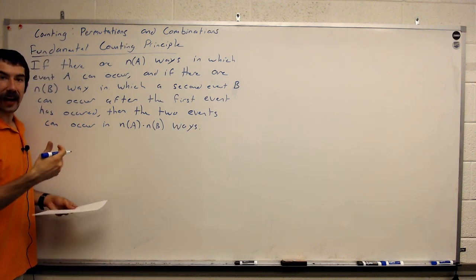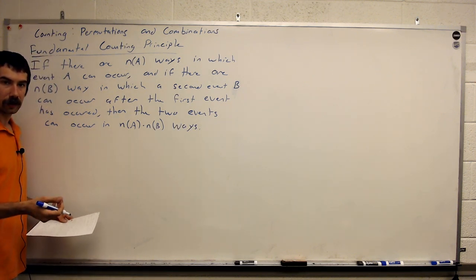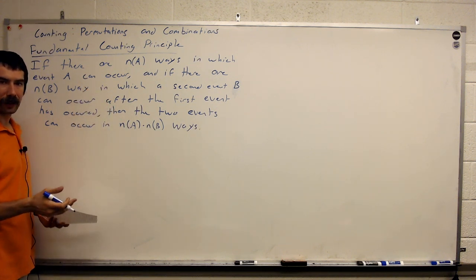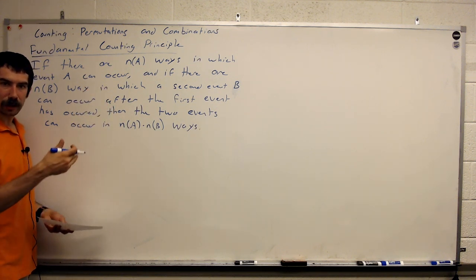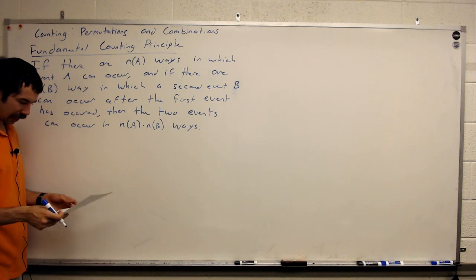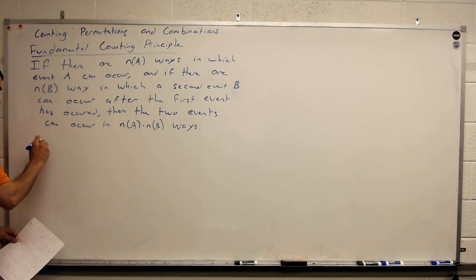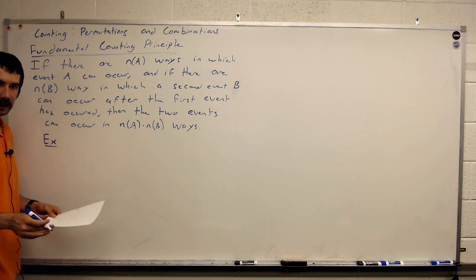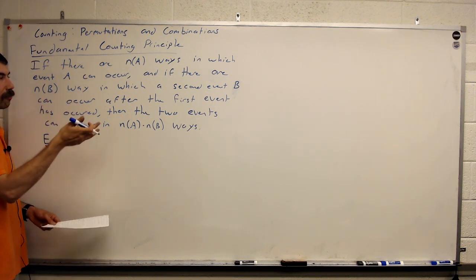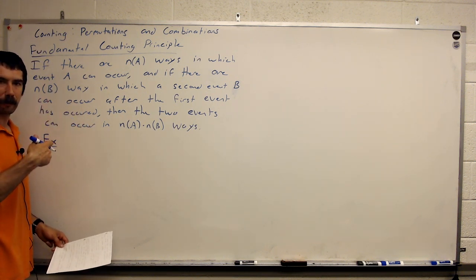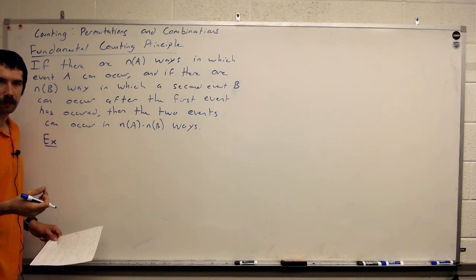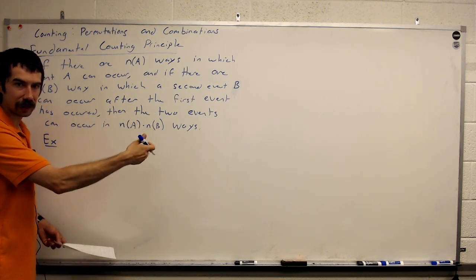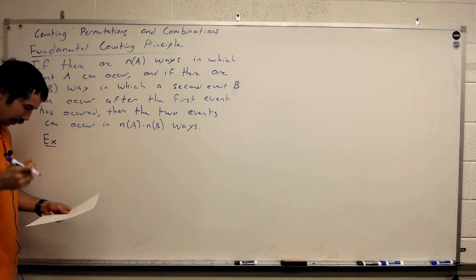N of a here and n of b here are just numbers. Okay, and so if we want both events to happen, the number of ways to do that is you multiply the number of ways each of the events could happen. Okay, so let's take a look at an example. Oh, and I should say that this counting principle extends if there were more events than just two. Okay, so if there was a third event, it would be n of a times n of b times n of c, right? You could see how this would extend.